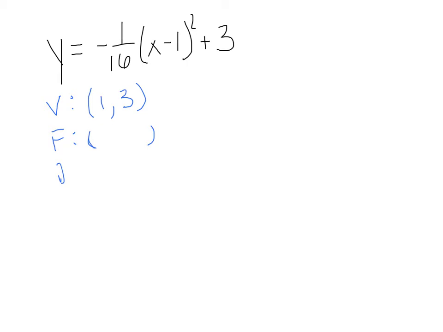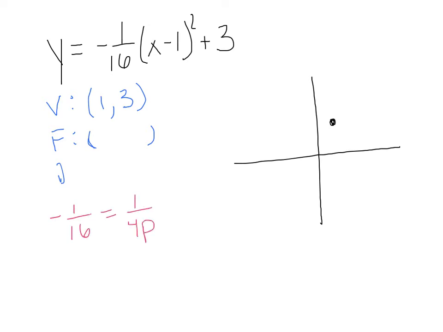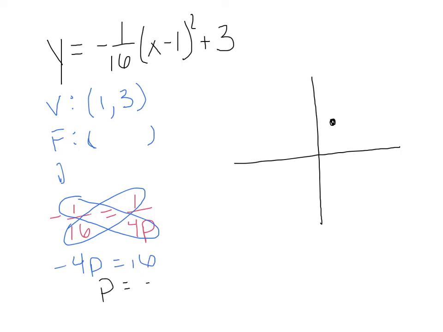So in this case, I like to sketch a picture. That helps me figure out everything that's going on. I know that my vertex is (1, 3), so I'm just going to put a point somewhere up there. Now remember, in our equation, we said that a, that negative 1 over 16, equals 1 over 4p. And that variable p is what we need in order to find the focus and the directrix. So I'm going to use cross products and multiply these two so that we end up with negative 4p equals 16. So we know that p equals negative 4.